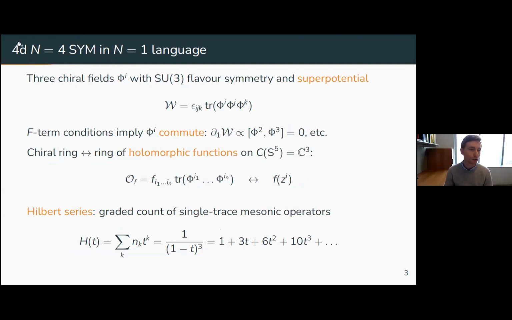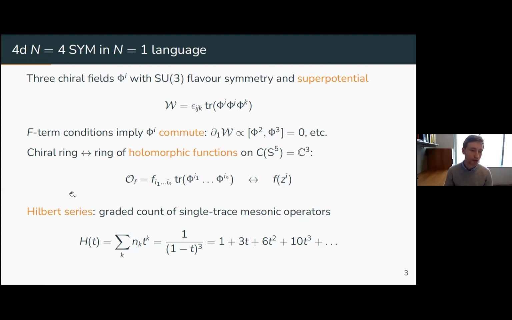So if we consider N=4 SYM in N=1 language, we get 3 chiral fields Φ^I with some SU(3) flavor symmetry and a non-trivial superpotential that's just cubic in the chiral fields. The F-term conditions from the superpotential just imply that the Φ^I commute. And so the chiral ring, the ring of chiral operators, is just the same as the ring of holomorphic functions on the cone over the 5-sphere. So that's just C^3. In particular, the chiral ring operators are single trace operators of this form, where the coefficients F_i are symmetric.